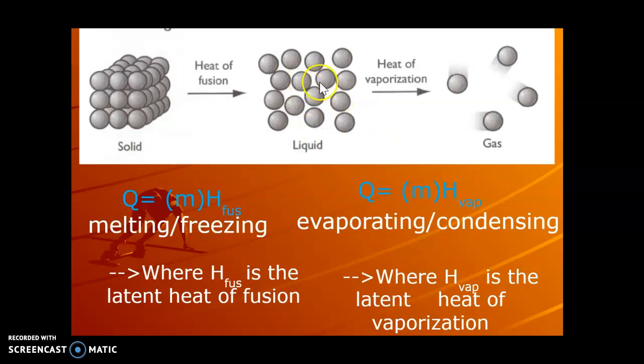In the case of a liquid changing to a gas, we would use Q equals mH, and this time it is H of vaporization. These are used for evaporating, boiling, or condensing. And again, the H vap is a constant, the enthalpy of vaporization. Every known substance has its own value for that, and those are the ones that you use when you're doing the calculations.